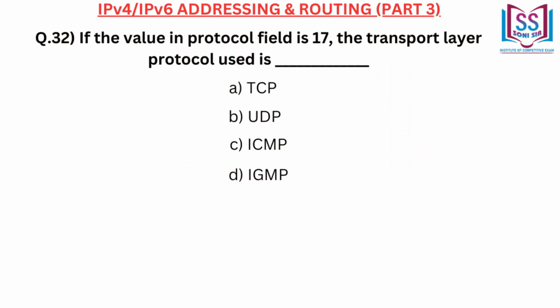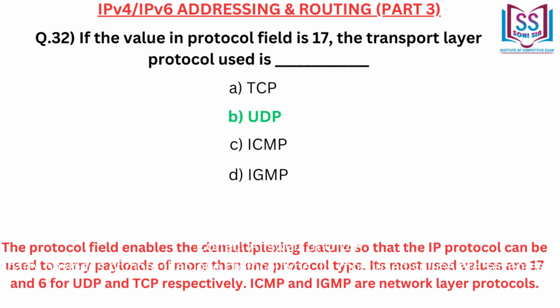If the value in protocol field is 17, the transport layer protocol used is dash. A. TCP. B. UDP. C. ICMP. D. IGMP. Correct answer B. UDP. The protocol field enables the demultiplexing feature so that the IP protocol can be used to carry payloads of more than one protocol type. Its most used values are 17 and 6 for UDP and TCP respectively.